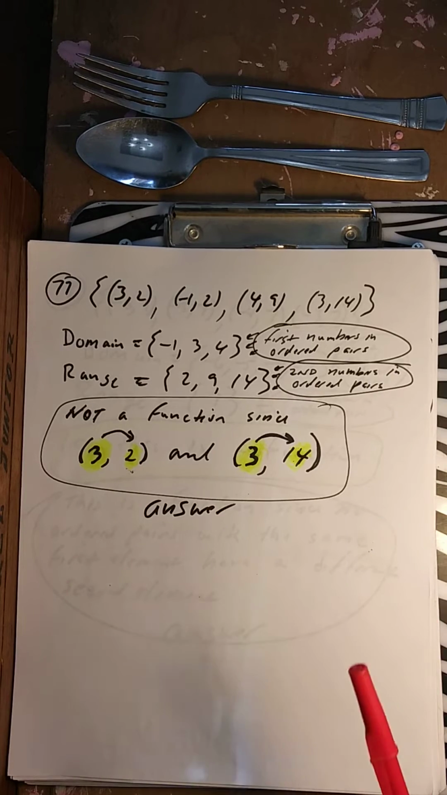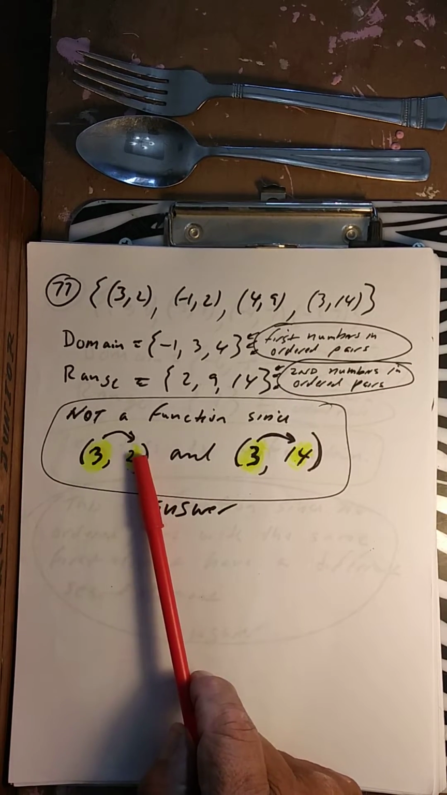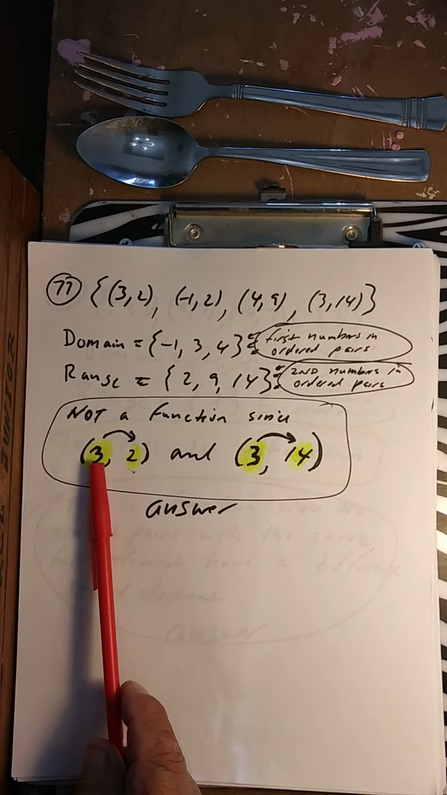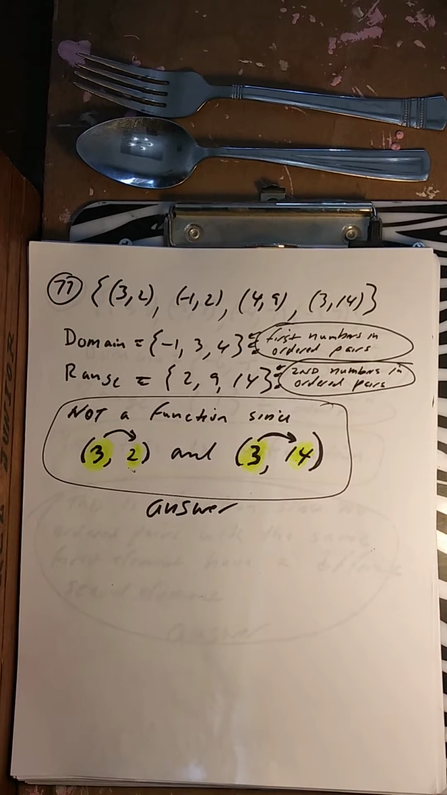Now, it's not a function. I'll tell you why. Because the first number 3 goes to 2, but also the first number 3 goes to another number, 14. The first number cannot go to two different numbers. 3 goes to 2, 3 goes to 14. Nope, it's not a function.